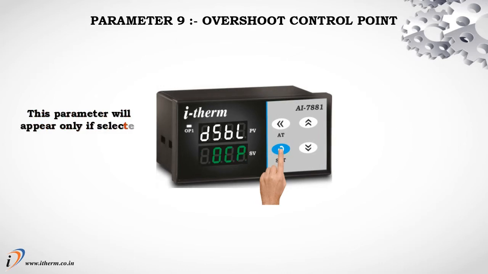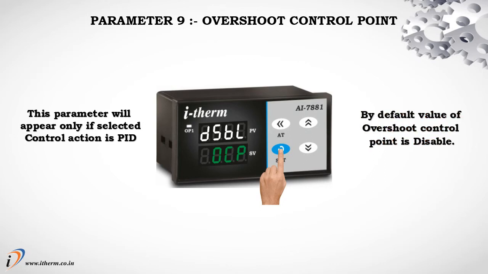Parameter 9, Overshoot control point. This parameter will appear only if the selected control action is PID. By default, the value of overshoot control point is disable.